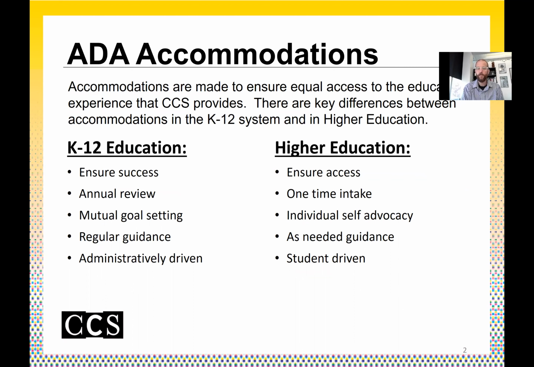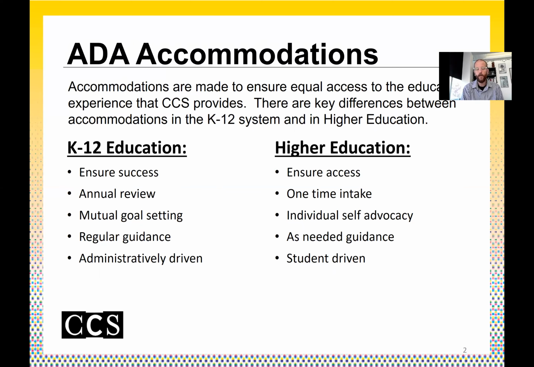Some key differences between the K through 12 educational system in accommodating disabilities and higher education. In the K through 12 system, the goal is to ensure success for students throughout that process. All the systems are set in place to ensure that students are able to successfully navigate the curriculum, pass the courses, graduate from high school ultimately is the goal. Higher education, we ensure access. We ensure that all students have the equal ability to participate fully in the educational experience of the institution.